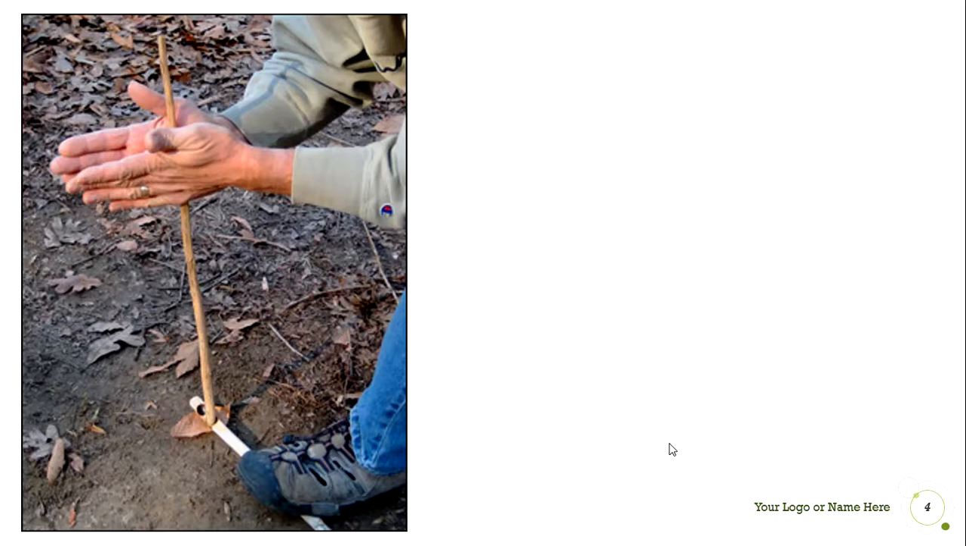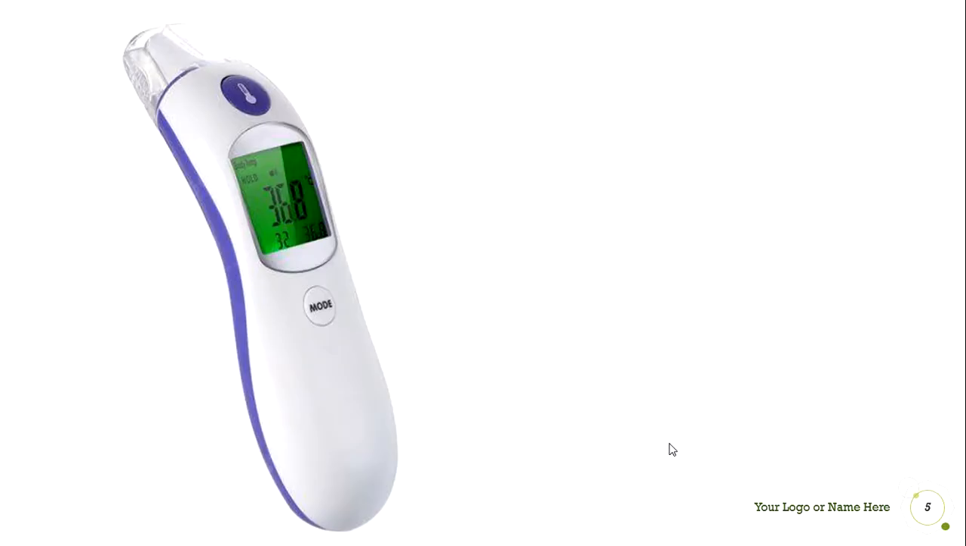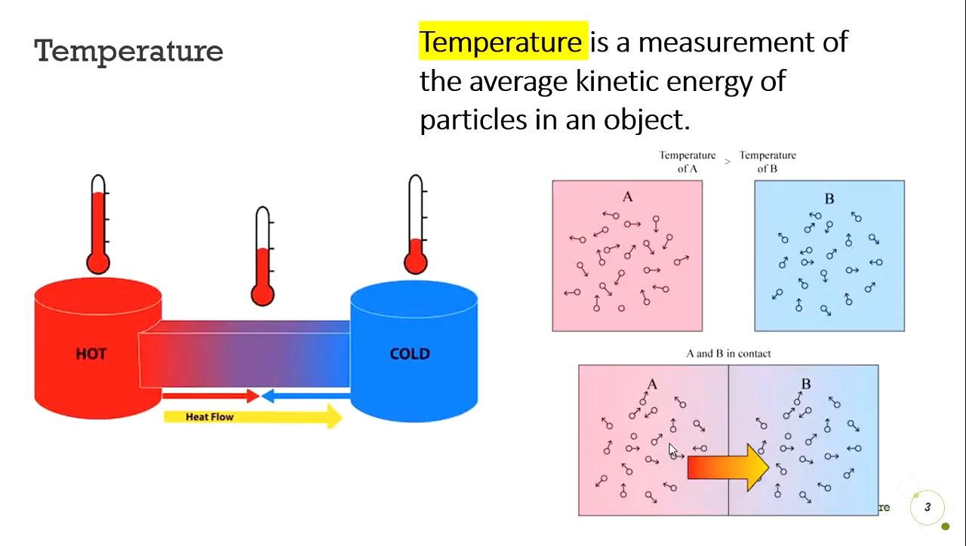Temperature is measured with a thermometer. This is a modern thermometer. When a thermometer touches a material, heat will flow either into or out of the thermometer. When the thermometer and the material are at the same temperature, heat will stop flowing because now they have the same temperature. This is what we just studied: when particles in a hot object move into a cooler object, they keep moving until the temperature is equal in both things.